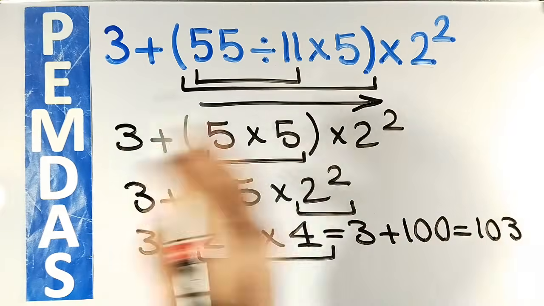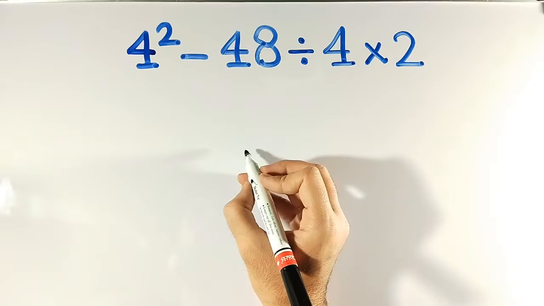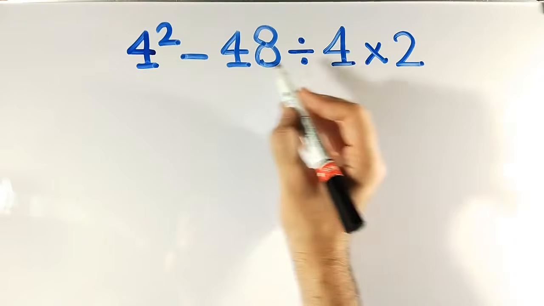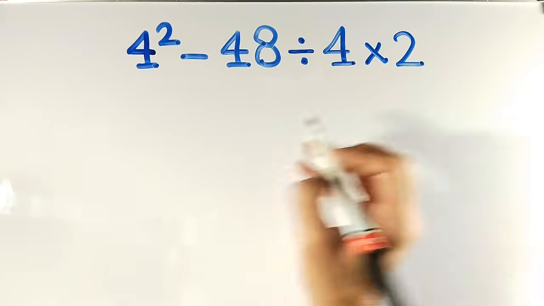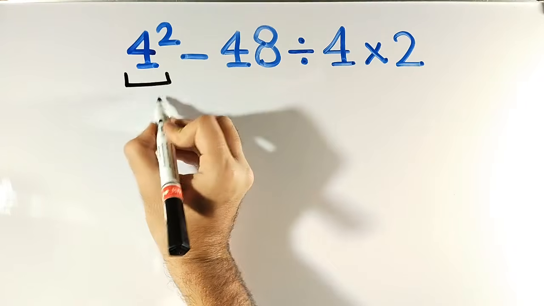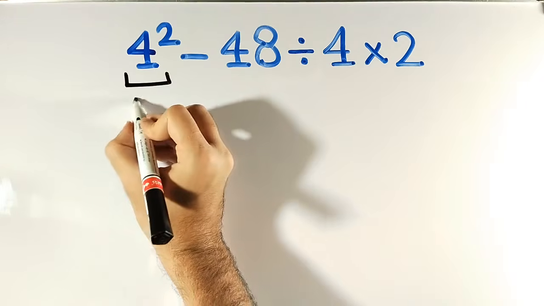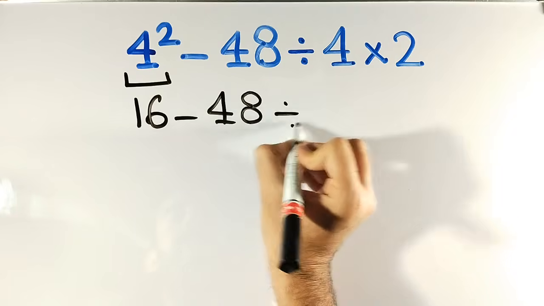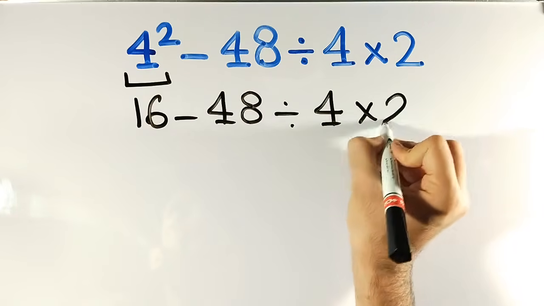Okay, let's solve the final math question together. What is the value of the expression 4 squared minus 48 divided by 4 multiplied by 2? Many people, when solving this question, first go for the exponent, and instead of this expression, they write 16 minus 48 divided by 4 multiplied by 2.